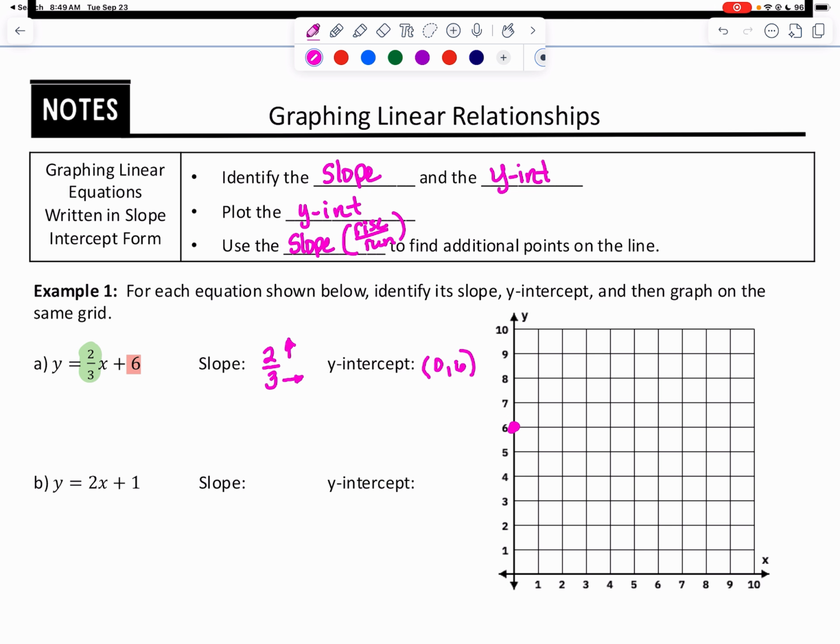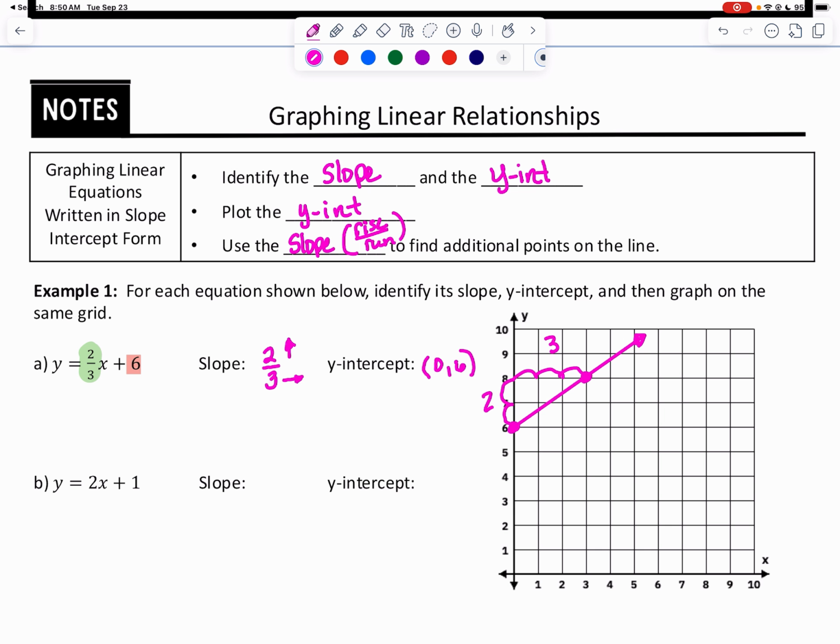From this point of (0, 6), I will go up 1, 2, that's a rise of 2, and then over 1, 2, 3. That's a run of 3. Once I've done that, I'm going to land on this point. And then I'll connect these with a straight line. So that's the graph of y equals 2/3 x plus 6.